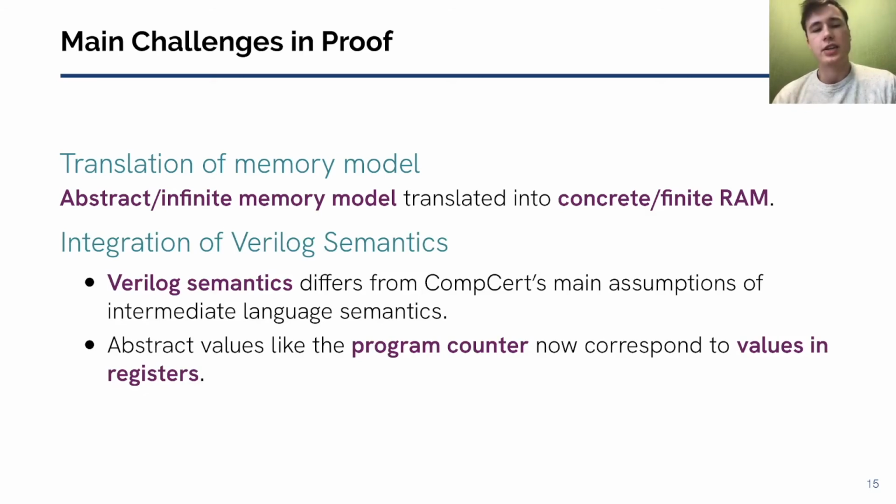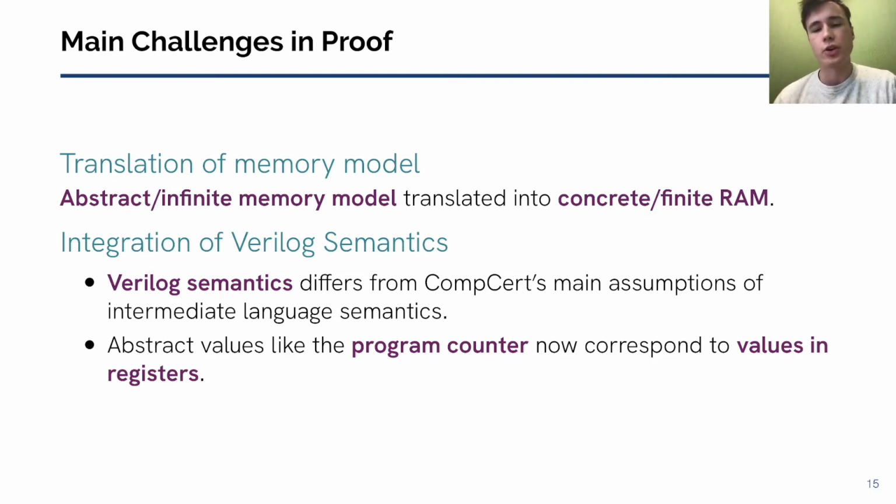And in addition to that, actually integrating Verilog semantics into CompCert in the first place is not that straightforward, because CompCert makes assumptions over the top-level execution of intermediate languages. It says that there are at least 3 states that the intermediate languages should have, such as a call state, a return state, and a main state. And these don't really have an equivalent version in Verilog, so they need to be artificially implemented in some way by using internal registers to do that.